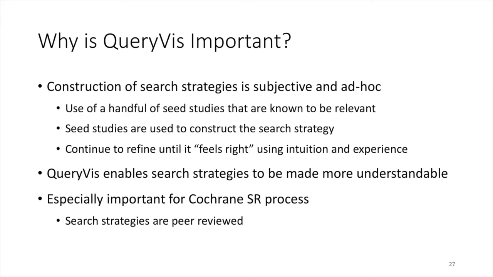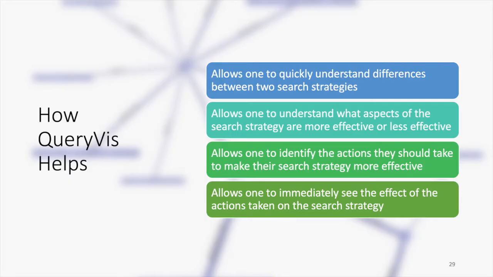QueryViz enables search strategies to be made more understandable. This is especially important in the Cochrane systematic review process, where search strategies are peer-reviewed. Here, suggestions to make modifications to search strategies are also made using the reviewer's gut feeling. QueryViz can be used in situations like this to increase the confidence for why and how to make changes to search strategies.